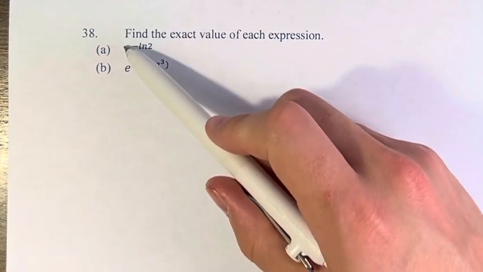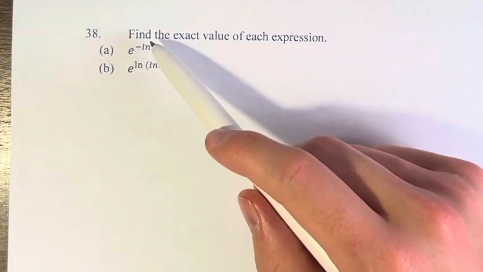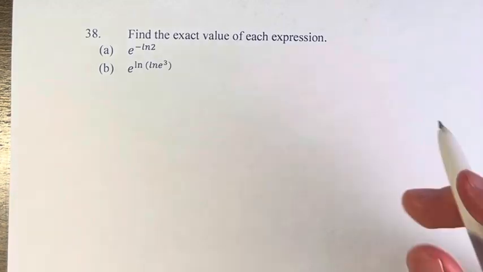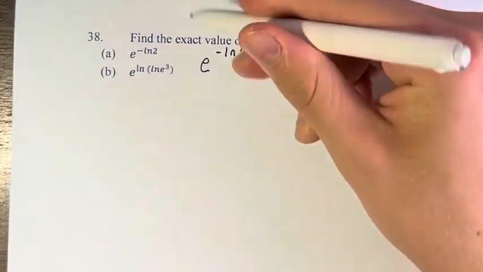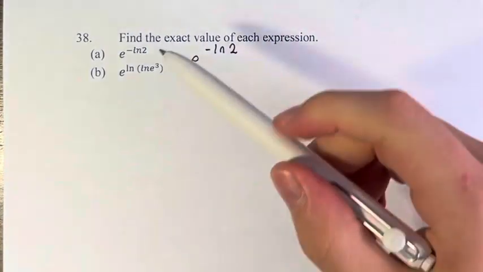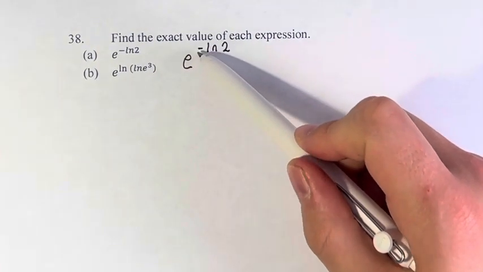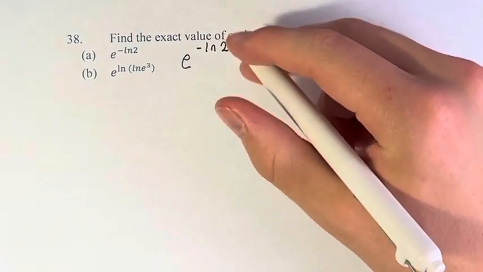In this problem, we're asked to find the exact value of each expression, starting with here, e to the negative ln of 2. So for this expression, the first thing we're going to do is within this exponent, we are going to move this negative sign, which is really multiplying by -1, into the logarithm. What does that turn into?